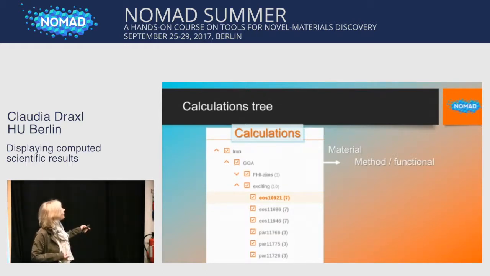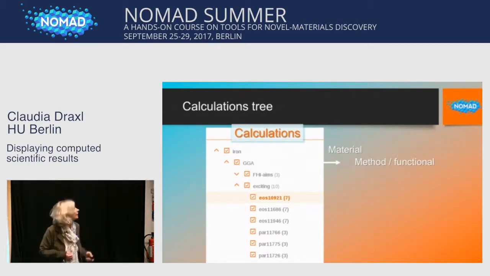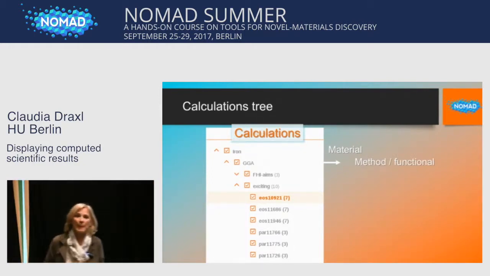But then, of course, you also want to know what the code is that people have calculated the things with, and this comes next. So for instance, here for this iron and GGA, we have two types of calculations, 3 calculations that come from FHI-aims, 10 calculations come from exciting. And then you can, let's say, open and close these boxes. If you open this box, then you will see all these calculations that are inside here.